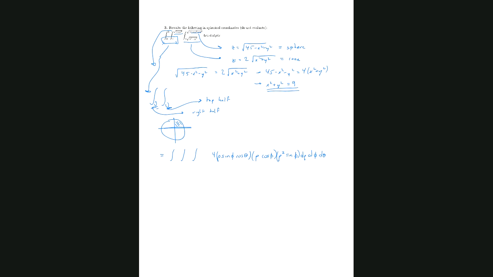Oh, and I never did do it in one piece. Someone will fill in a second. So what are the limits for rho? Right, so again, it's nice for spherical. We're just going from 0 to the radius, which is the lovely square root of 45. For phi, we're going from, and is that what it is?